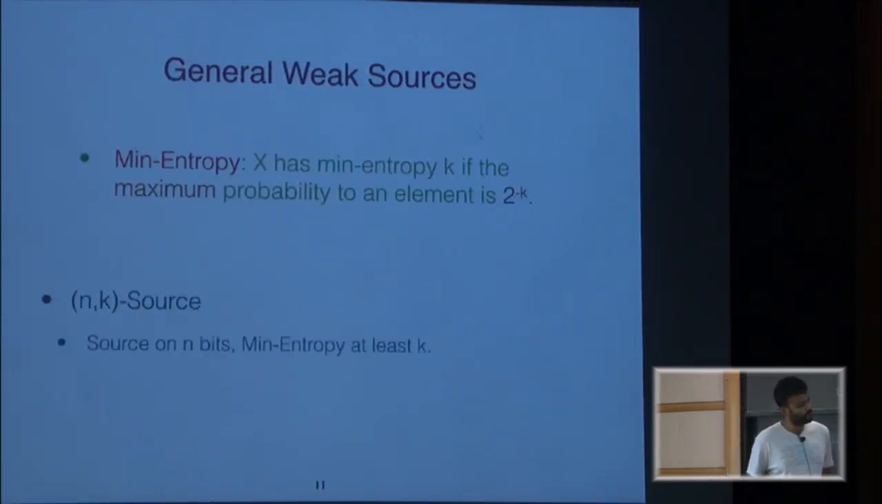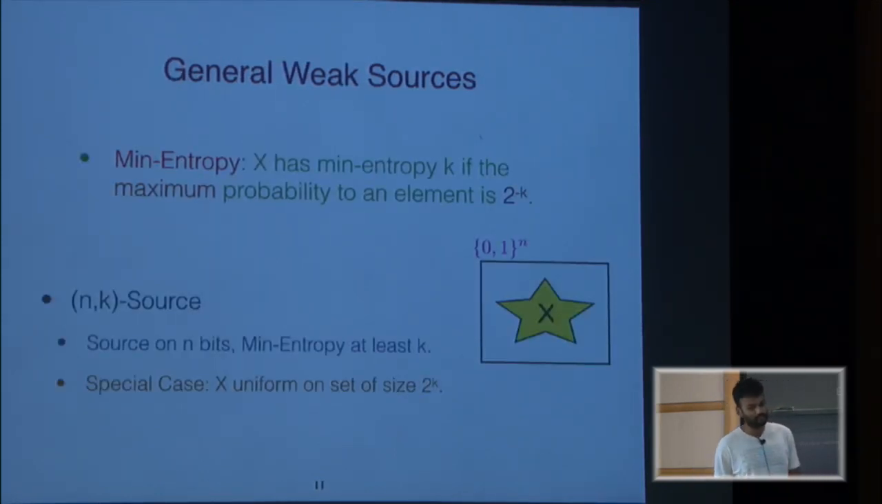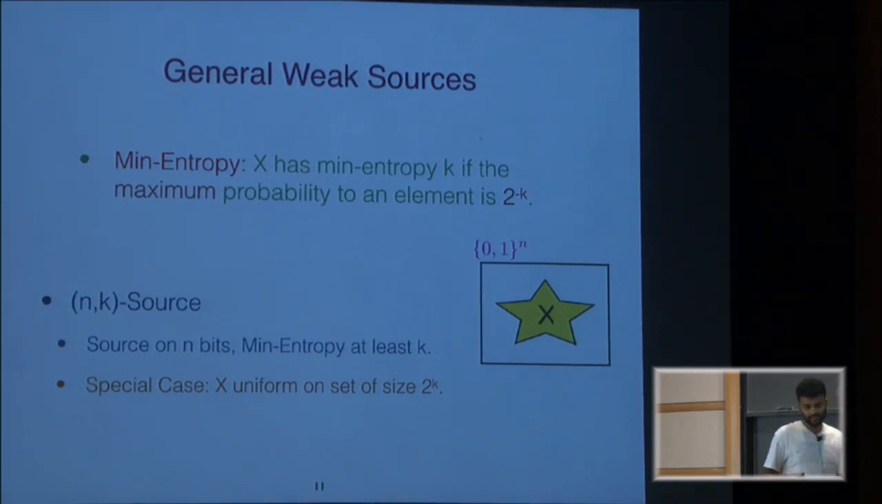It's an L infinity version of Shannon entropy. Right. Point-wise, you don't allow any element with high probability. And a special case, as Avi mentioned, is where your distribution is uniform on some unknown subset of size 2^k.